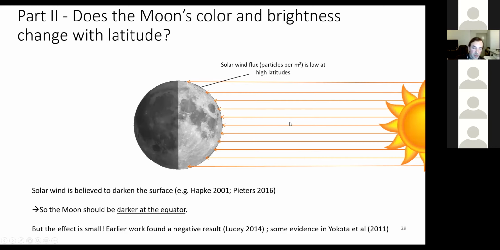Now, the solar wind makes the surface dark, we think. So over here, you expect the moon to be darker, and over here, you expect it to be much brighter. This was a theory that people have suggested or talked about, at least in the community, for decades. So the moon should be darker at the equator, but nobody had ever found the evidence. Paul Lucey tried in their data. There's a little bit of discussion of this effect in Yokota et al. 2011 about some highland regions. But no one had shown definitively that there's this global change in the color from the solar wind.